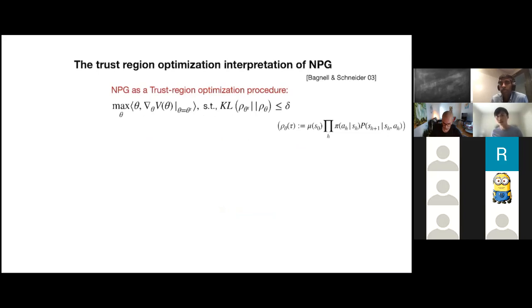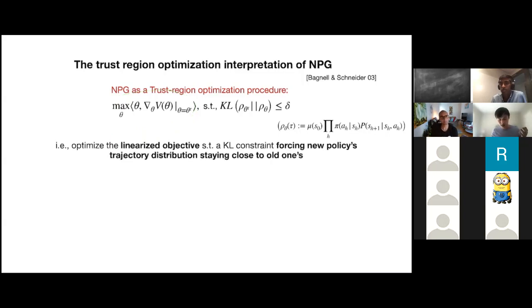So you can try to understand this NPG as a trust region method, right? The objective function is a linearized version of the original objective function. We take the gradient of the original objective function and write this as a linear function, the first order Taylor expansion of the objective function. And then we have a trust region, which essentially says that the new policy's trajectory distribution should stay close to the older policy's one in terms of KL divergence.